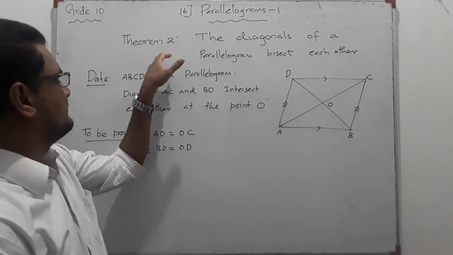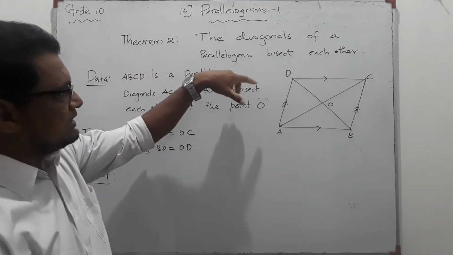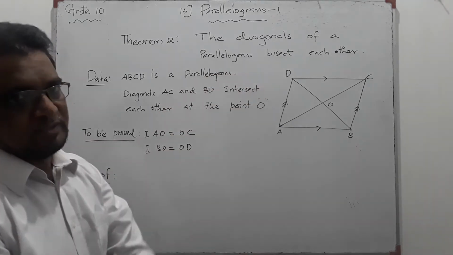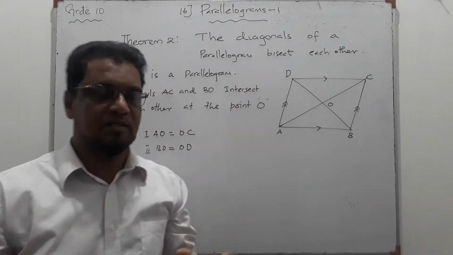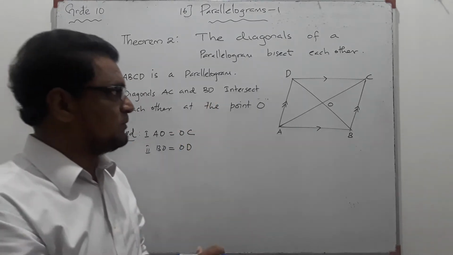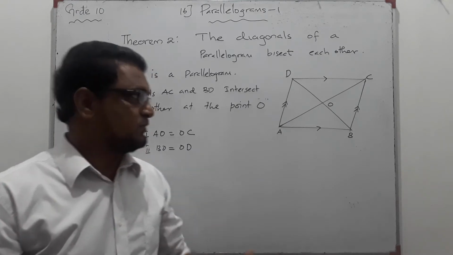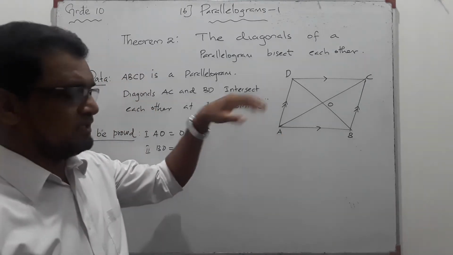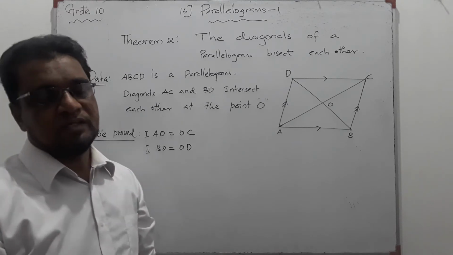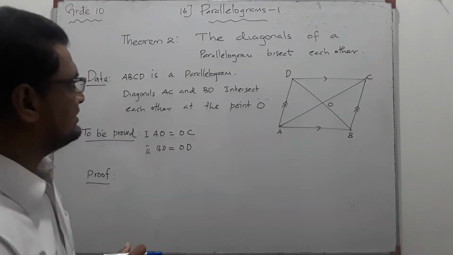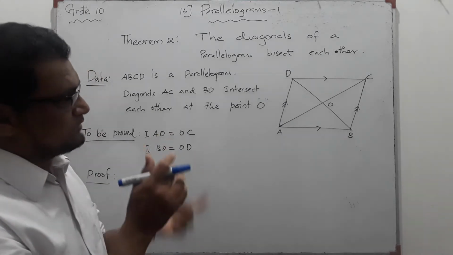Now the second theorem, according to chapter 1: the diagonals of a parallelogram bisect each other. This is the second theorem. In order to prove the final properties of a parallelogram, we have four properties. The first three were proved in the previous class. In the second video, you can verify that.